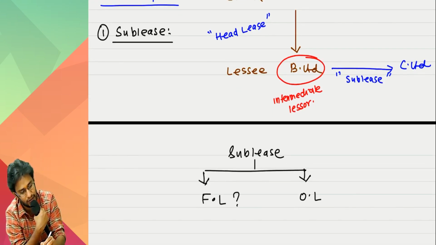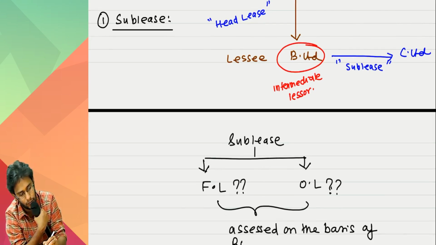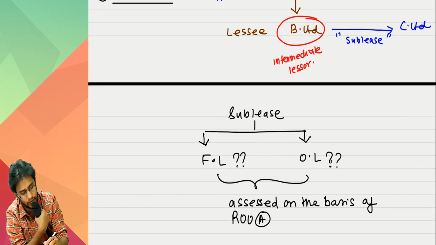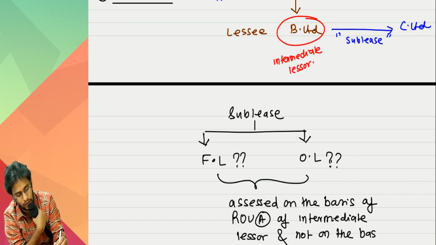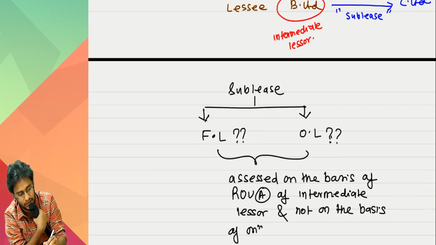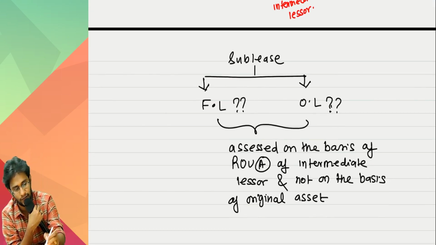Now whether it is a finance lease or operating lease is assessed on the basis of the ROU asset of the intermediate lessor, and not on the basis of the original asset. This is a very, very crucial point. Easy only, but very crucial. Listen carefully.